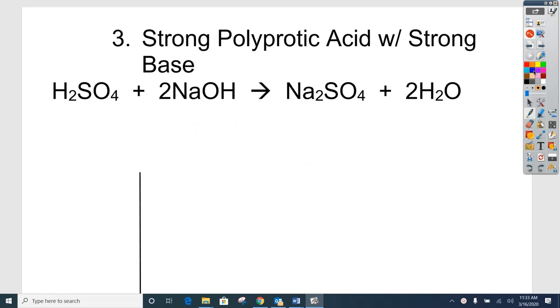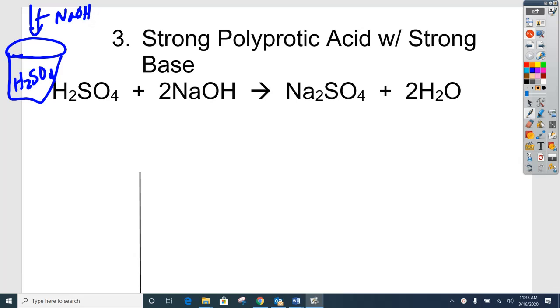Okay, our next graph is a strong polyprotic acid. Now guys, the only strong polyprotic acid is sulfuric acid. So let's say we were titrating sulfuric acid with our sodium hydroxide. This should look a lot like graph 1. I've got a strong acid in the beaker. The difference here is our stoichiometry.